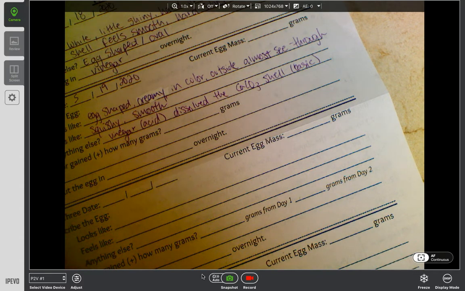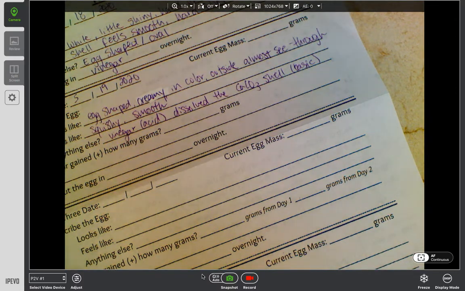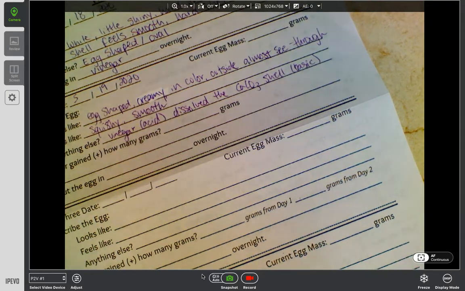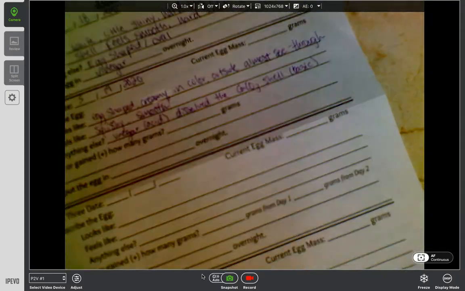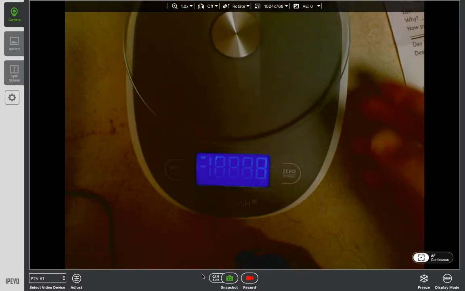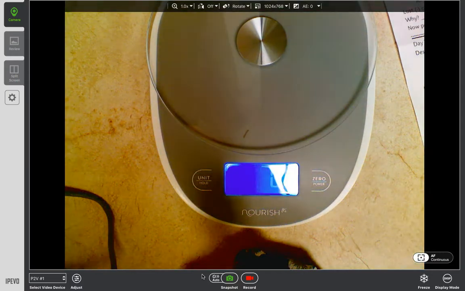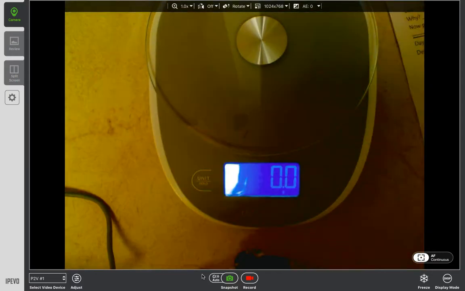So now we get to the fun part. We need to see, has our egg gained or lost weight? How I'm going to do this is I need to go to my scale. Now, if you do not have a scale at home and you're doing this at home, then either use my data and just look at your egg, or you can just say if it's heavier or lighter.